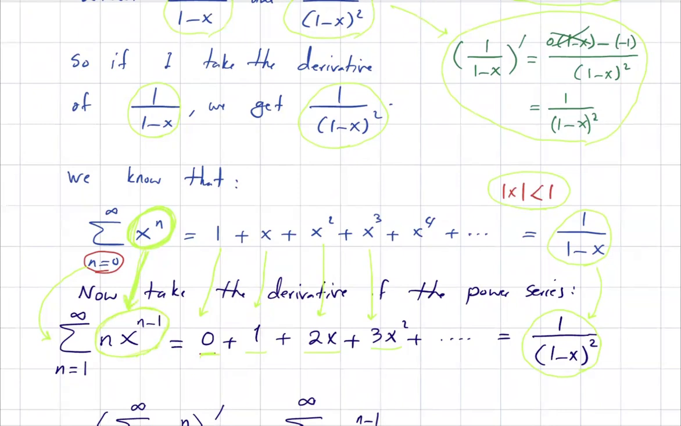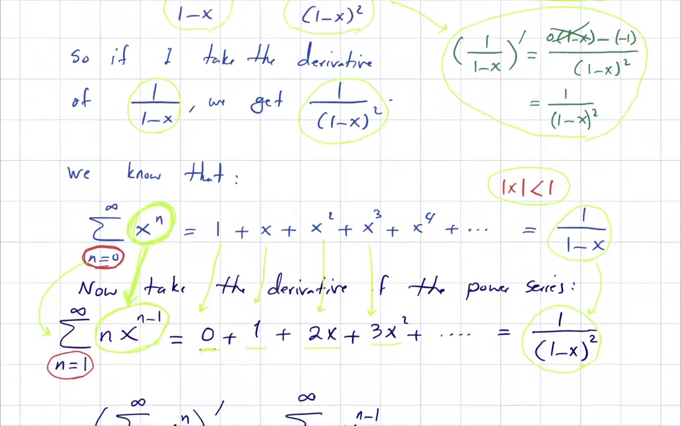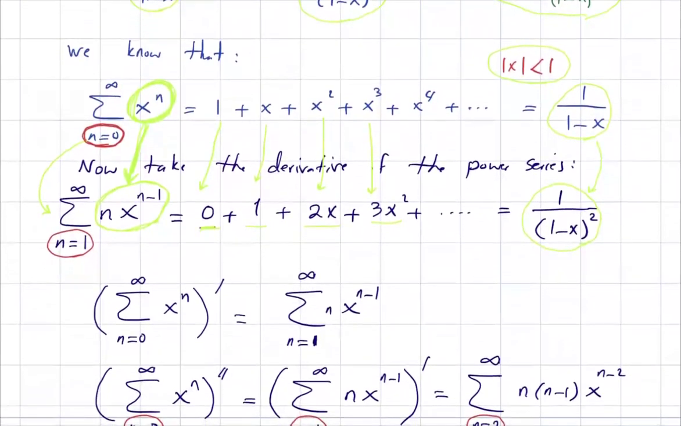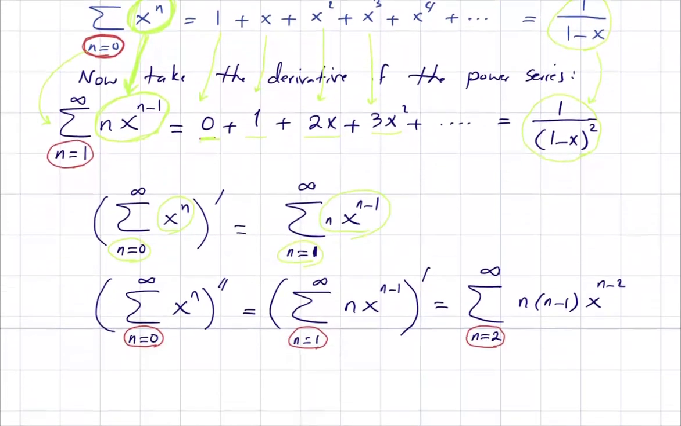But be careful about the index. Your original index was 0. Your new index is starting at 1. You're shifting this. You are not allowed to plug in 0 back into this new power series because you get x to power negative 1. It doesn't exist. So if you take the derivative of a power series, you're basically taking the derivative of the general term and you are shifting the index 1 unit. If you want to take the second derivative of the power series, you're basically taking the derivative of its derivative, which becomes now n times n minus 1 times x to power n minus 2, and the index starts at 2.